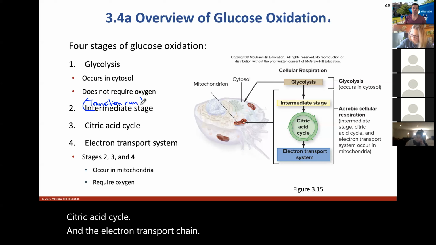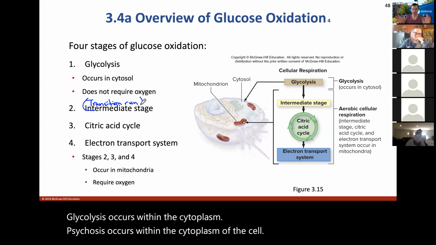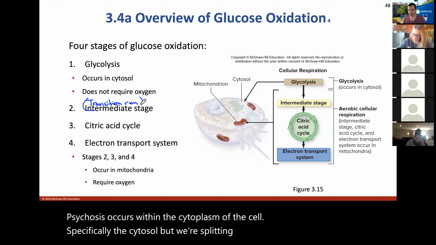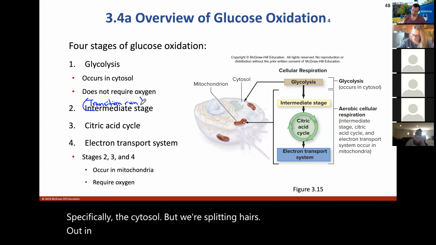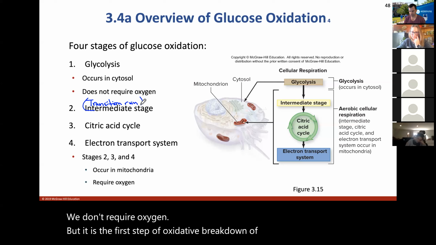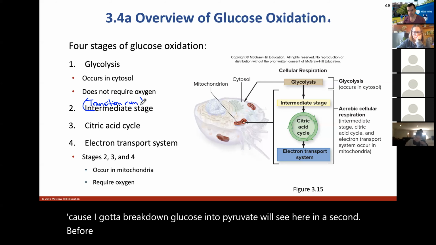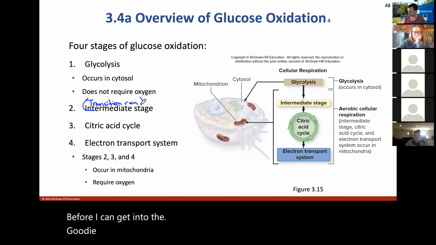Glycolysis occurs within the cytoplasm of the cell, specifically the cytosol, but we're splitting hairs. Out in the cytoplasm of a cell, we don't require oxygen, but it is the first step of oxidative breakdown of glucose. Because I have to break down glucose into pyruvate, we'll see here in a second, before I can get into the goodie bag of the mitochondria.